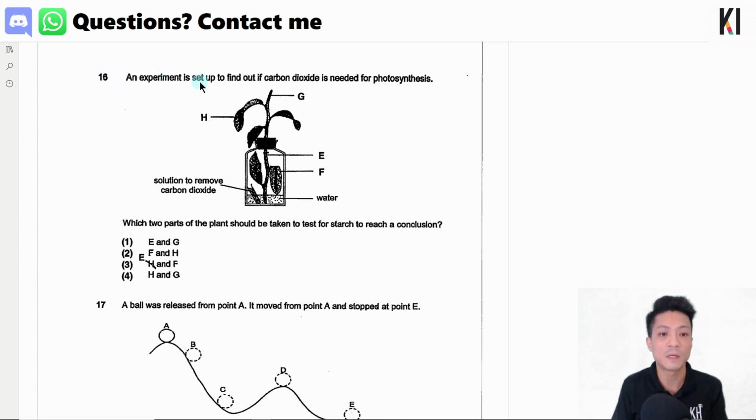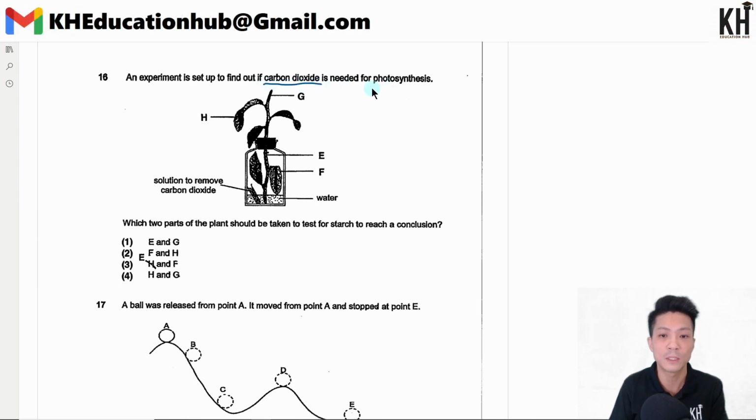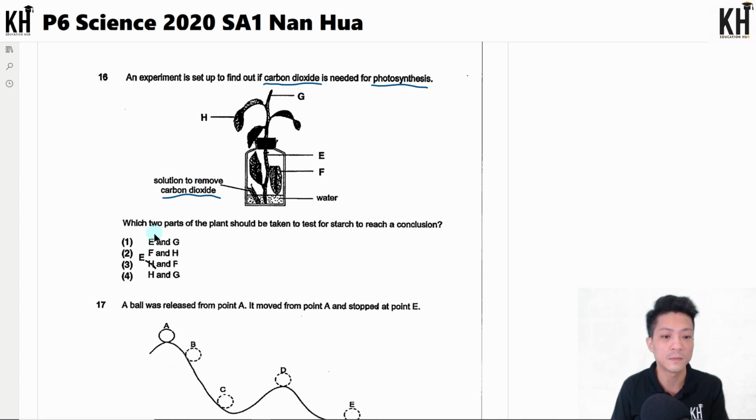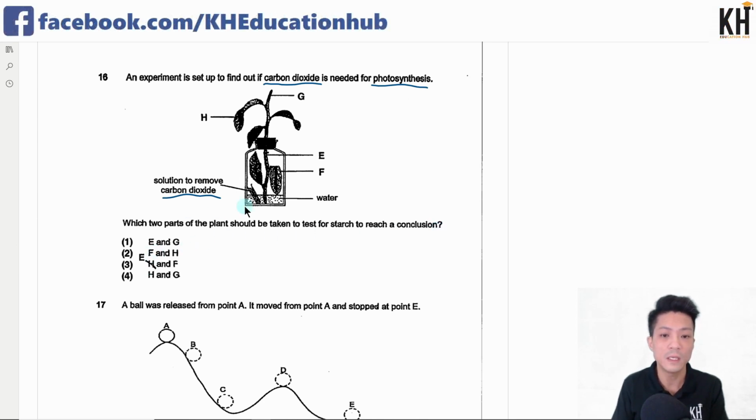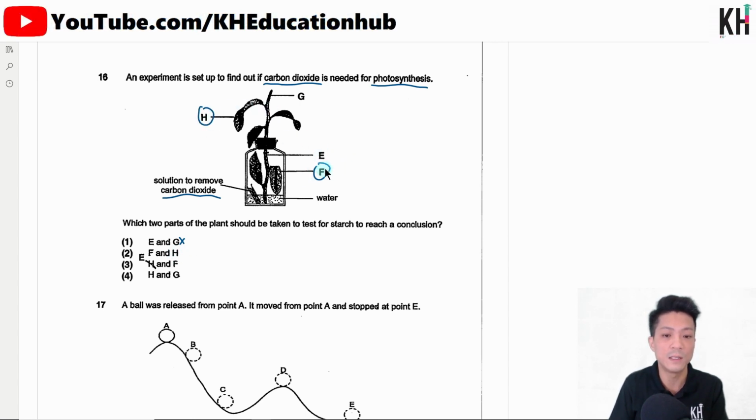Question 16. An experiment is set up to find out if carbon dioxide is needed for photosynthesis. We have a solution here that removes carbon dioxide. Which two parts of the plant should be taken to test for starch to reach a conclusion? E and G, we probably should not be testing the stem. F and H, so F and H are the leaves, and F is inside the container and H is outside the container, so probably this is correct.